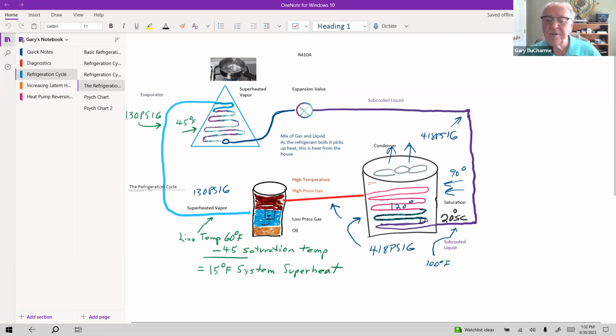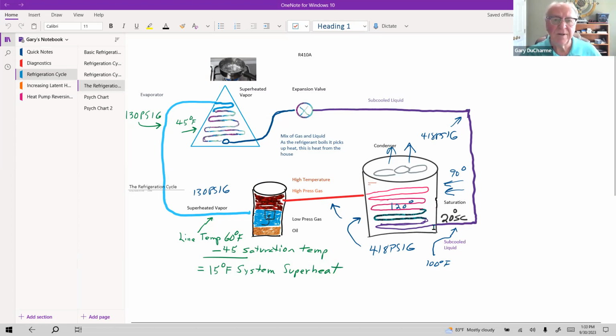And as it comes down to the bottom of the condenser here, we start to get into an area where we have solid liquid. There is no longer any vapor in there. We're way off the charts. Okay, this is what we call subcooled liquid. We're beyond the saturation temperature.